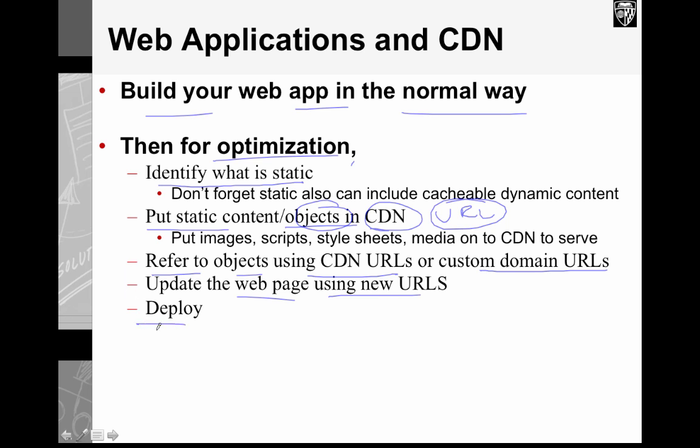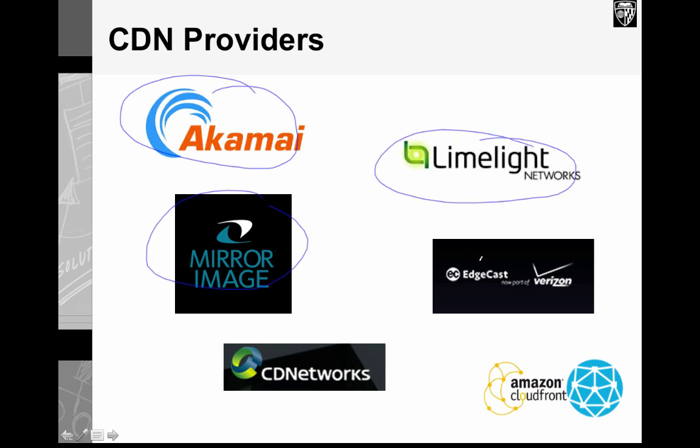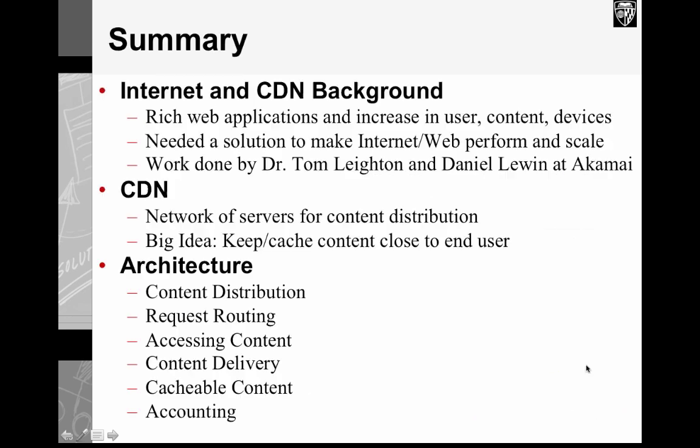And once the users start accessing your applications, they're actually going to be going to CDNs to get all these different images and videos and PDF documents. Various CDN providers in the marketplace. Akamai Networks, the biggest player. You've got Limelight Networks, Mirror Image, Edgecast, which is now a division of Verizon, CDNetworks, and then also Amazon CloudFront. Amazon has a service called CloudFront that is a CDN service.